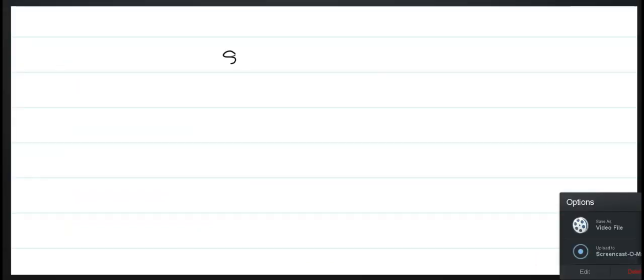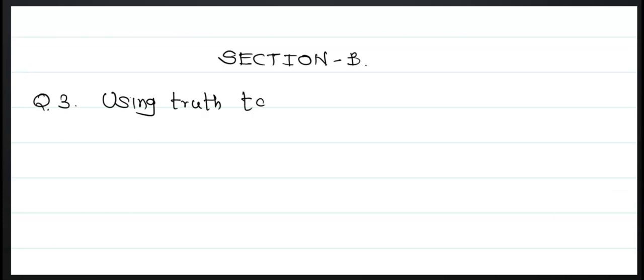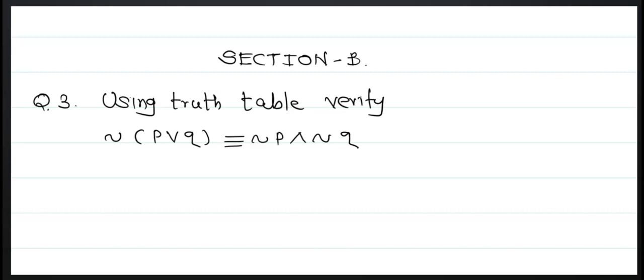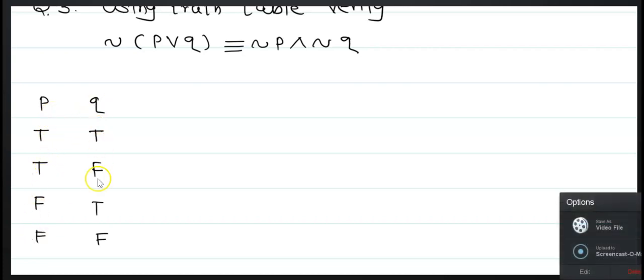Now the next is section B. The first question, question number 3: using the truth table, verify that negation of (P or Q) is equivalent to negation of P and negation of Q. Very simple question. P is written as TTFF and Q is written as TFTF. Then we will find out the negation of P, negation of Q, their OR and their AND.